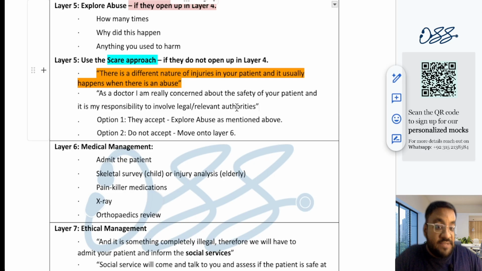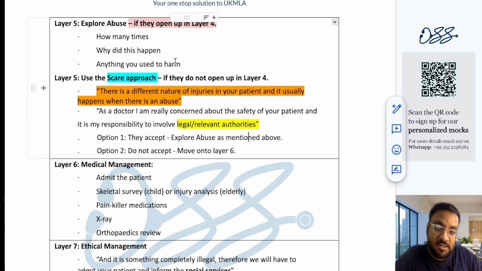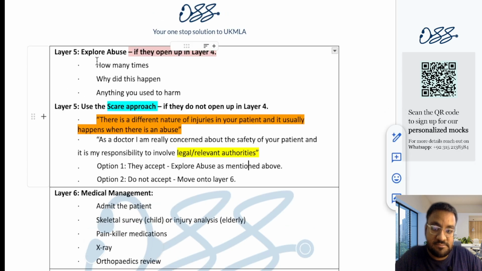So if they don't open up, you gotta do it this way. And then again there would be two options. Either they accept that yes doctor, I'm really sorry, I was hiding it, I was very overwhelmed, I basically acted out of character, and I did this kind of thing to my kid, and I'm really guilty about it. If they do, then just explore the abuse that I just mentioned: how many times it happened, why it happened, anything else you did to harm, any other mechanism you used to harm your child.